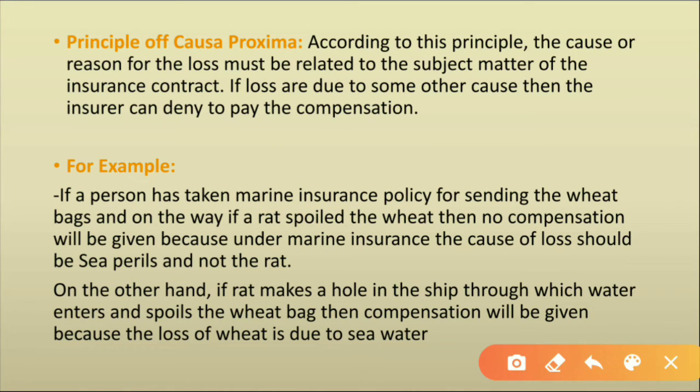See, on the other hand, if rat makes a hole in the ship, अगर rat ship में hole कर देगा, and through which the water enters and spoils the wheat bag. अब जैसे ship में hole हो गया है और ship में से पानी enter होके wheat bag spoil हो गए, then they can get the compensation because it is due to the sea water. So here it says that the cause should be related to the subject matter. अगर उन्होंने marine insurance policy ली है, then the loss should be due to the sea water and not due to the rat or other thing.